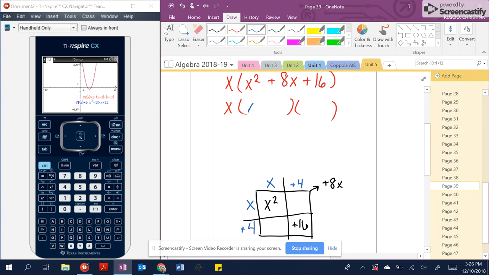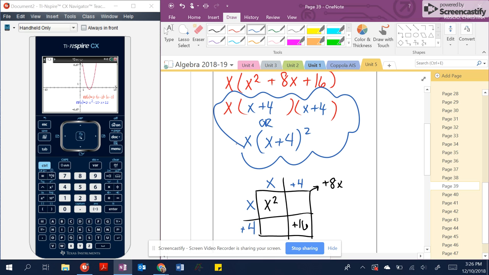Oh, how fun. But you know what? When we put those up there, you might also realize that this can be written as x all times x plus 4 squared because there's two of them. So your answer could be this or that. Okay, let's go on to the next one.